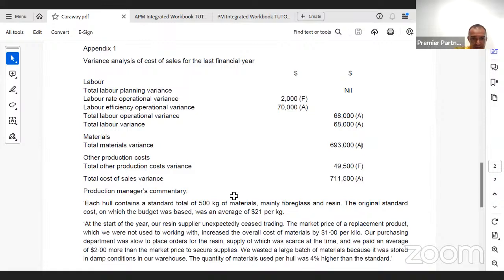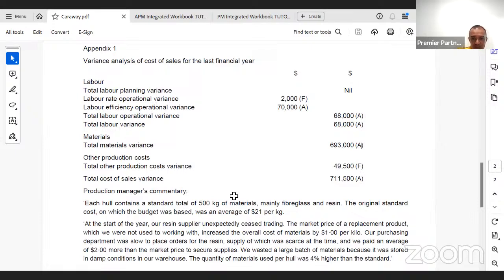Look at the quantities are same. Only the price is changing. Standard price versus revised price will give you what? Planning variance. Revised price versus actual price will give you what? Operating variance. So 182, 364, negative.